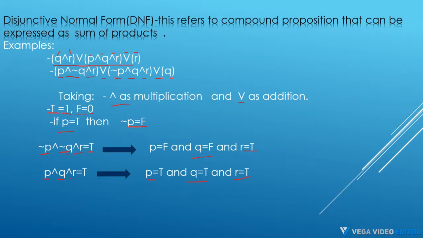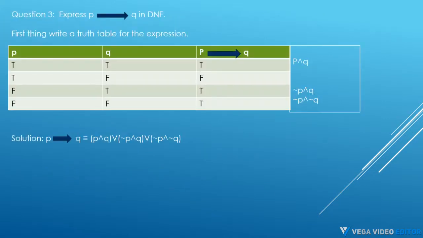So let's look at question 3. Express P implies Q in DNF. The first thing you need to do is construct the truth table for the expression. And here we come. We have P implies Q. For DNF, consider the rows that have truth value. So we have this row, this row, and this row.